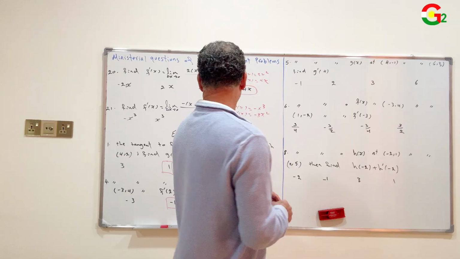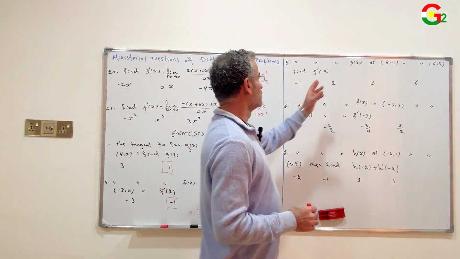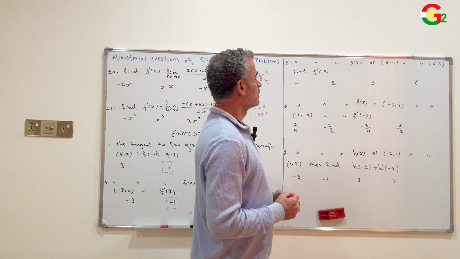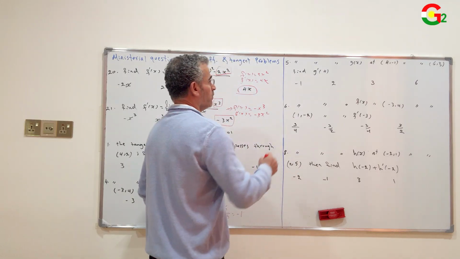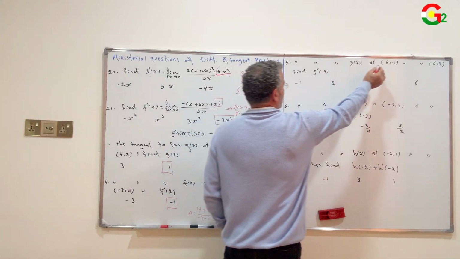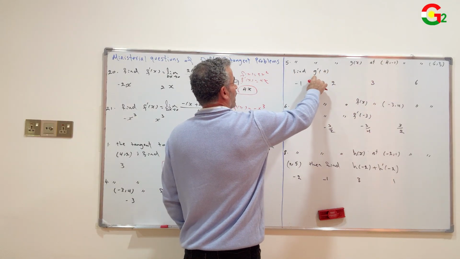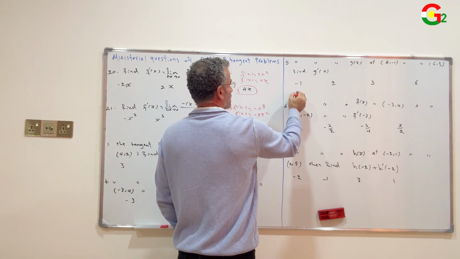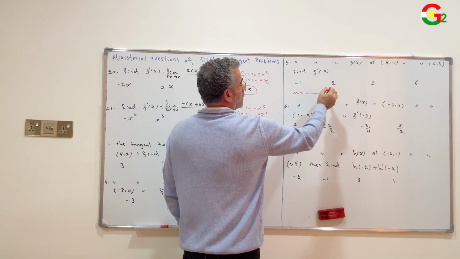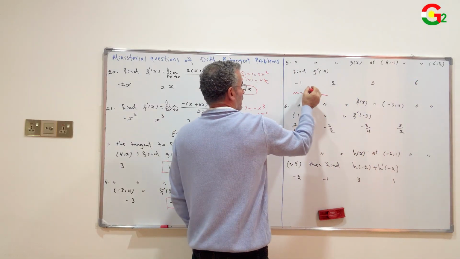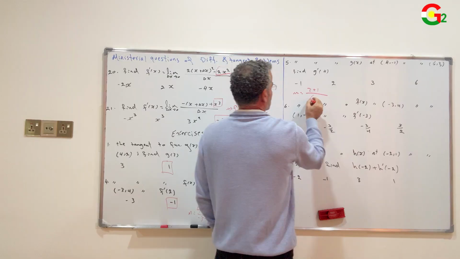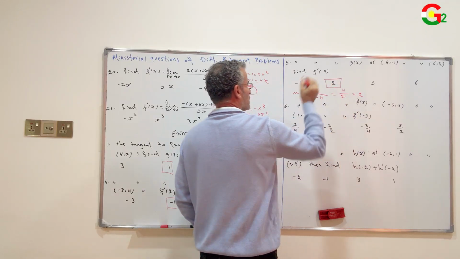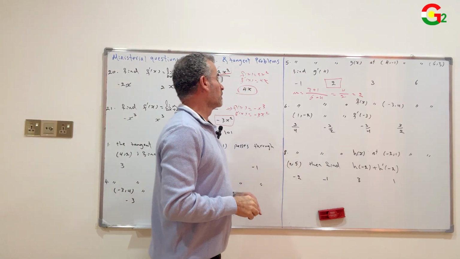Question number 5. The tangent line to the function g of x at the point (4, negative 1) also passes through the point (6, 3). Find g prime of 4. Since 4 is the point of tangency, the derivative of the function at this point equals the slope of the line. The slope of the line equals 3 plus 1 over 6 minus 4, equal to 4 over 2, equal to 2. Choice B.